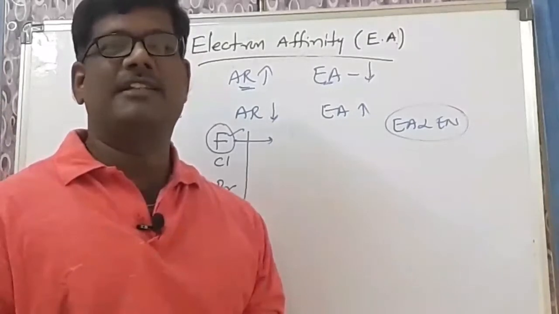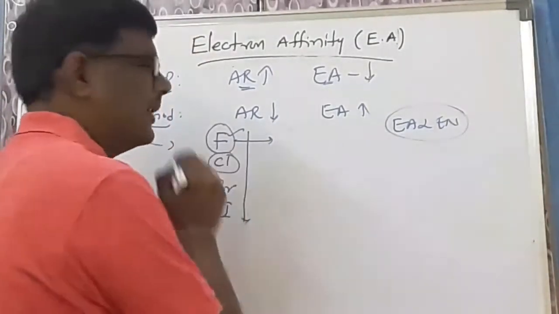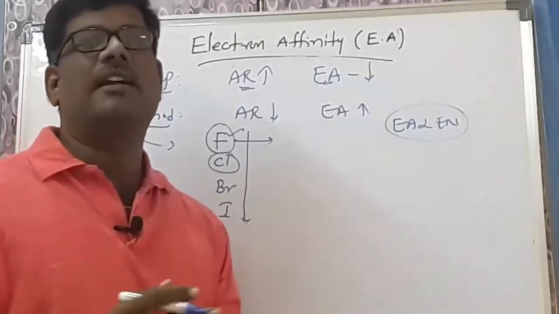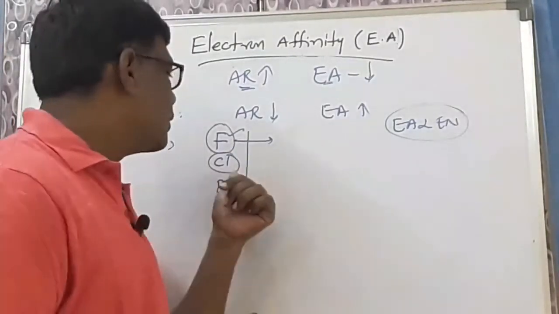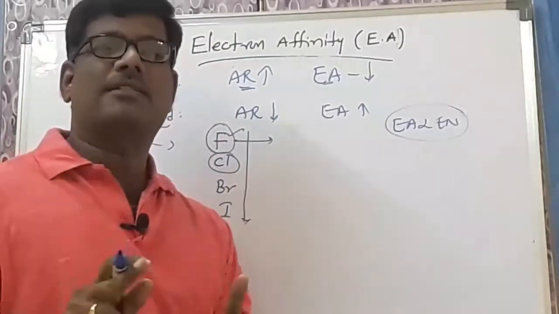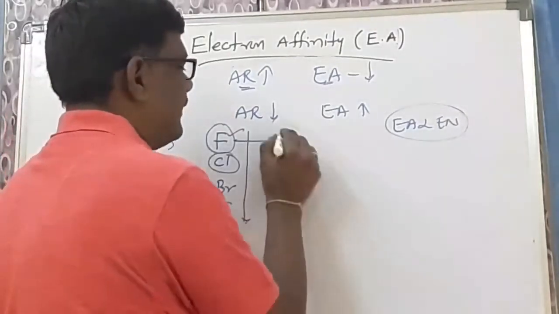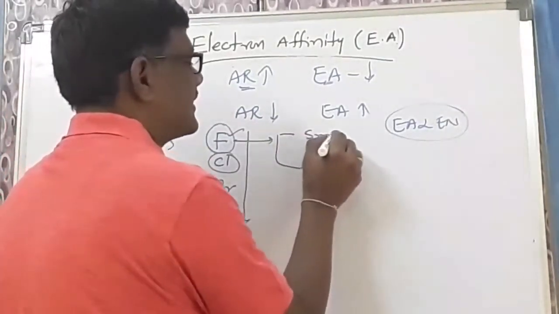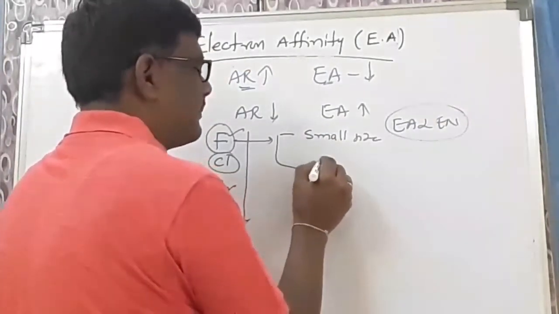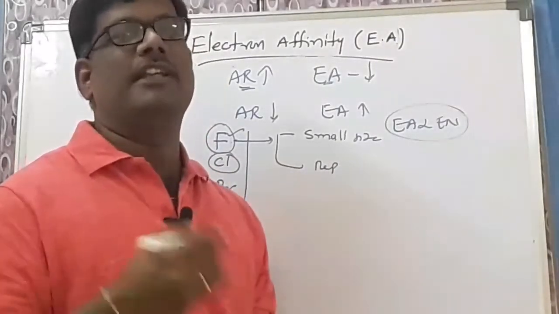But in your periodic table, the highest electron affinity element is chlorine. Actually, according to our concept, it must be fluorine. But fluorine does not have the highest electron affinity. Chlorine will have higher electron affinity than fluorine. Highest electron affinity element is chlorine. Why? We have two reasons. Number one, fluorine has a small size. Number two, the repulsions between the already present electron and the added electron increase.